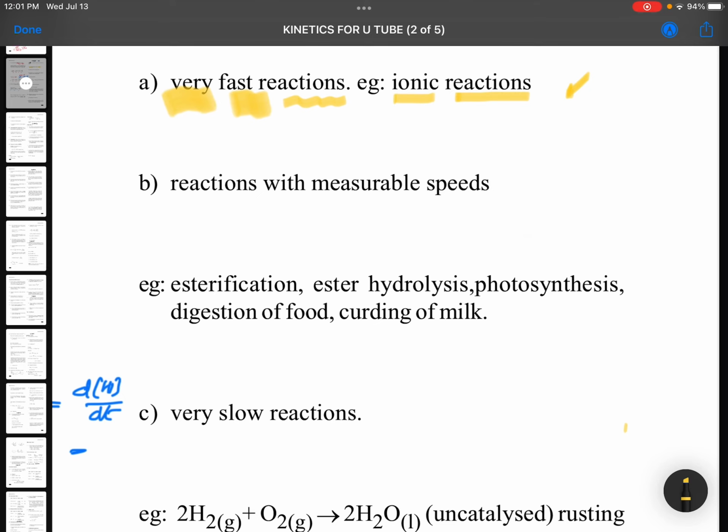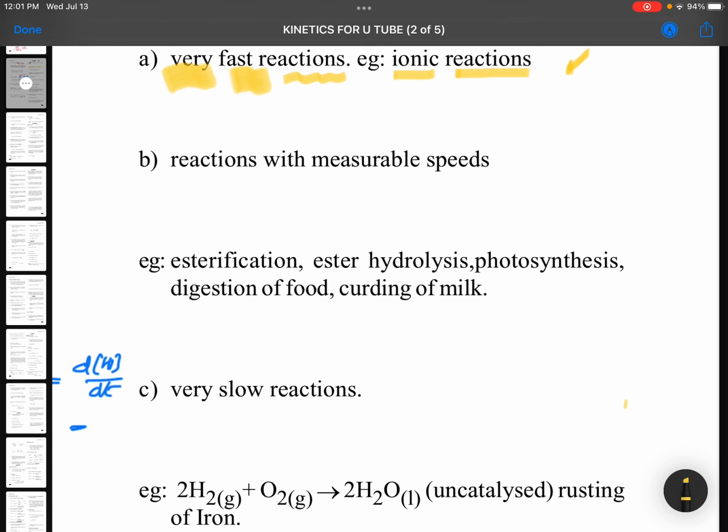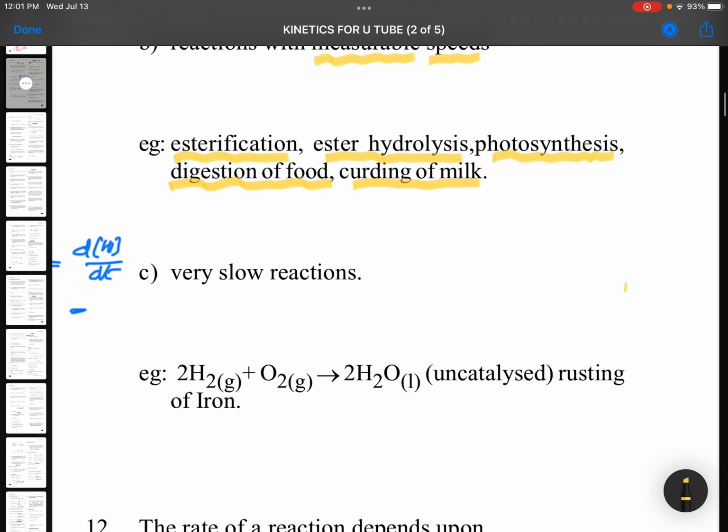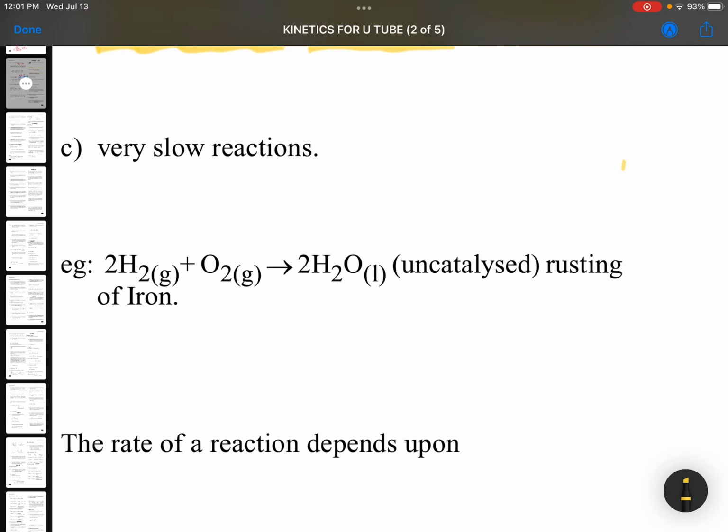Now we have no interest in this because they are very fast. Chemical kinetics is not related to this. Reactions with measurable speeds, that means 5 minutes, 10 minutes, 1 day, 2 days, like that. Esterification is one example. Ester hydrolysis is another example. The photosynthesis process is one more example. Digestion of food and curding of milk are also examples. All these have measurable speeds. And then reactions that are very slow, like rusting of iron.